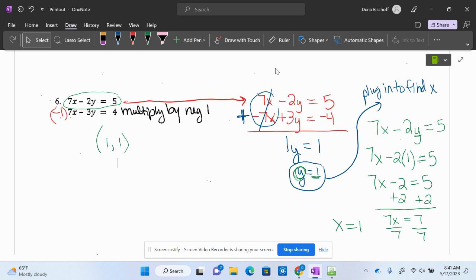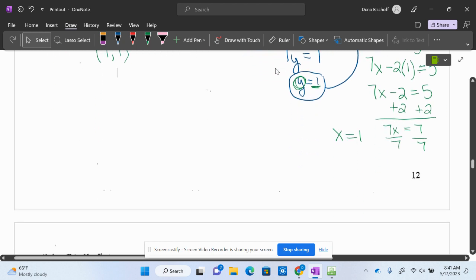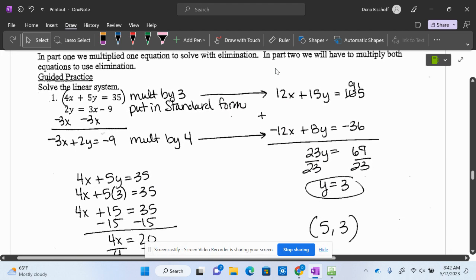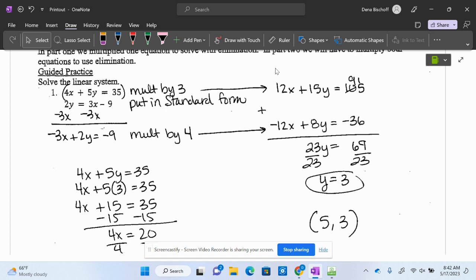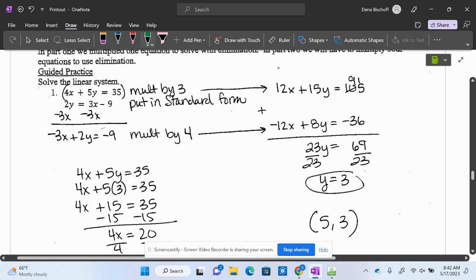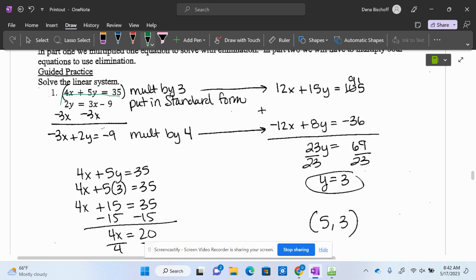Okay. Turn it. So I'm going to walk through this one with you. So notice that I have to, first of all, put this equation in standard form. This equation right here needs to be put in standard form. So I did that. So I had to move the x over. It has to be x plus y equals something. So now I have the negative 3x plus 2y equals 9.